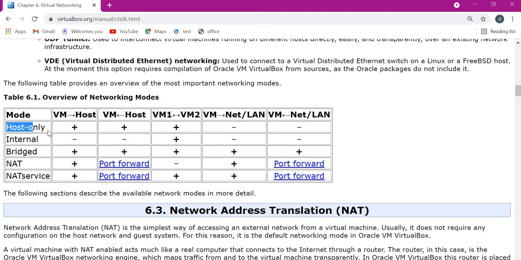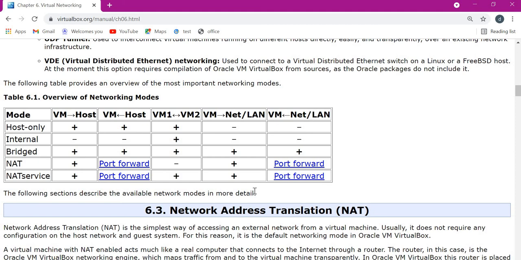The final one is host only network mode. So in this mode, the host can access VMs and VMs can access the host, so these three are possible. Means VM to host is possible, host to VM is possible, and VM to VM communication is also possible. But VMs cannot access the net or LAN, or the net or LAN cannot access the VM.